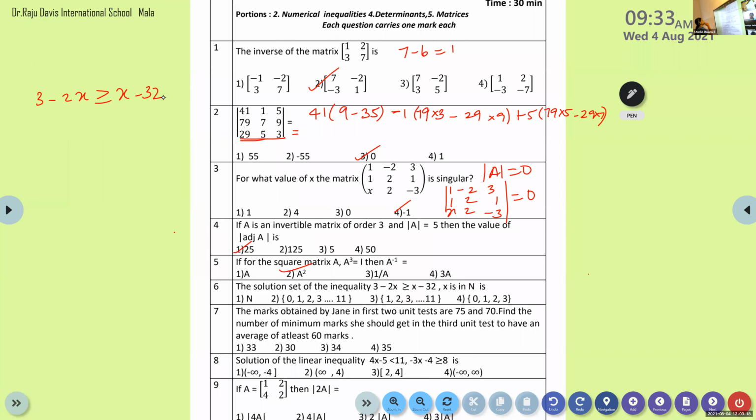Now look at this question here also. You bring all the x to one side. Minus 2x minus x is greater than or equal to minus 2 minus 3. Yes or no? I am taking x to one side and the numbers to the other side. So minus 3x is greater than or equal to minus 35.